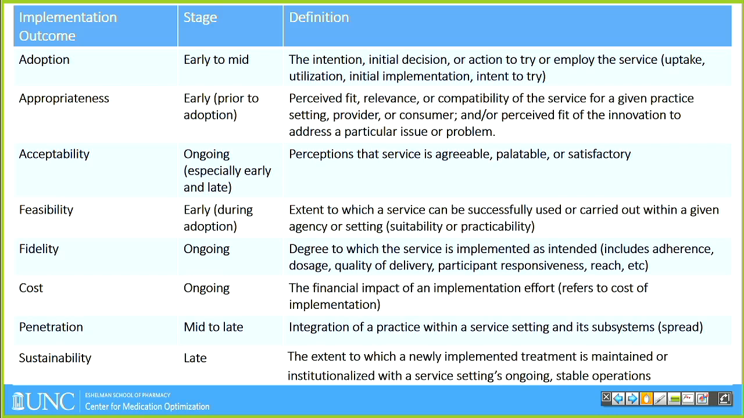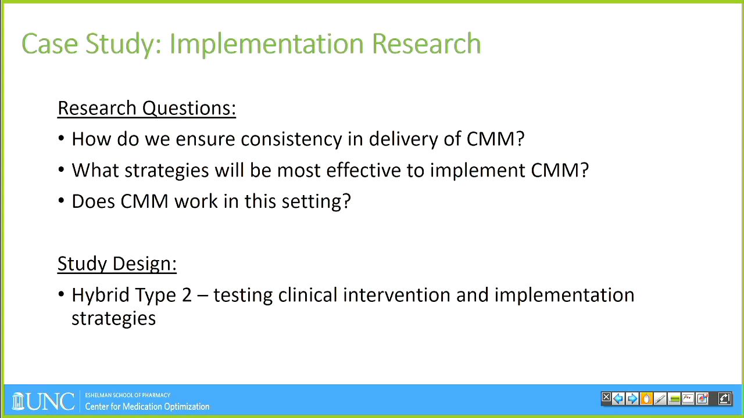And we kind of have it here of what stages are most helpful to think through those implementation outcomes and those definitions. But in general, I think that they're pretty intuitive. Did people start using that service or intervention? Was it perceived to be a good fit or relevant, compatible to the patient population? That's appropriateness. Was it acceptable? Was it feasible? The fidelity, again, is how were they delivering it as we intended for it to be delivered, and so on.